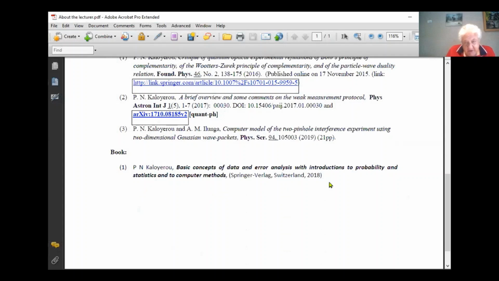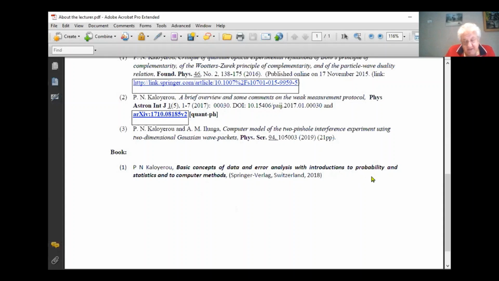But for you that you might be interested in, since you're doing labs, is a book I wrote in 2018 on basic concepts of data and error analysis with introductions to probability and statistics and to computer methods. The first chapters are very basic introductions to error analysis. I include a few detailed derivations which can be left out on first reading, but it's a book that might be useful for you when you're doing labs.